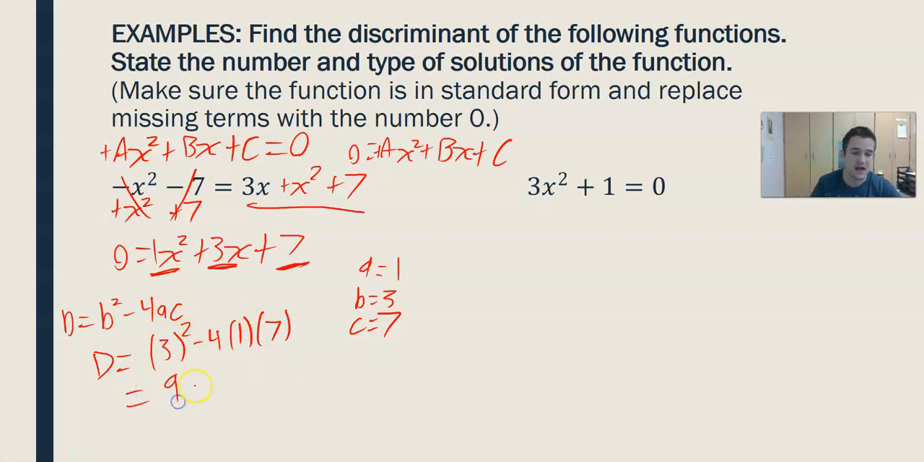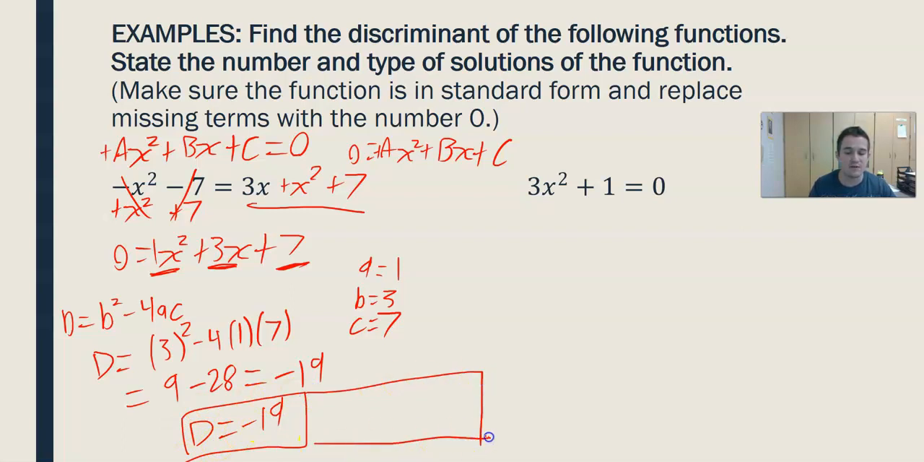3 squared is 9, minus 4 times 1 is 4, times 7 is 28. 9 minus 28 is negative 19. So my discriminant is negative 19. What happens when I have a discriminant value that is negative? Well, that means I'm going to have two complex or imaginary solutions.